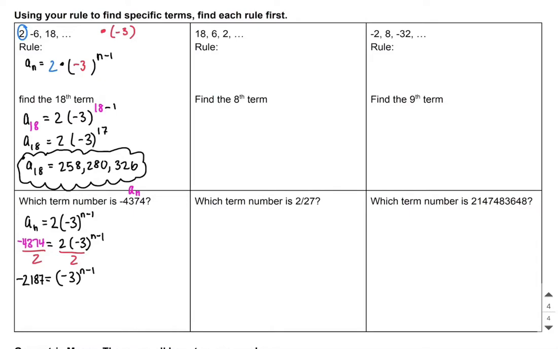So I want to try a bunch in my calculator, and I'm going to find that negative 2,187 is negative 3 raised to the 7th power. And I have negative 3 raised to the 7th power is equal to negative 3 to the n minus 1 power, which tells me that 7 is equal to n minus 1. So I write that on the side. 7 is equal to n minus 1. Add 1 on both sides. And I find that n is equal to 8. So it's the 8th term.